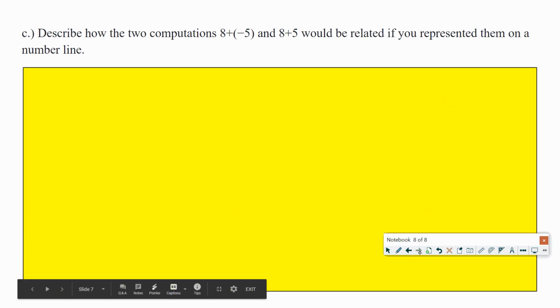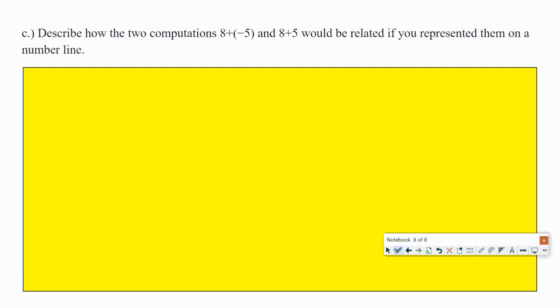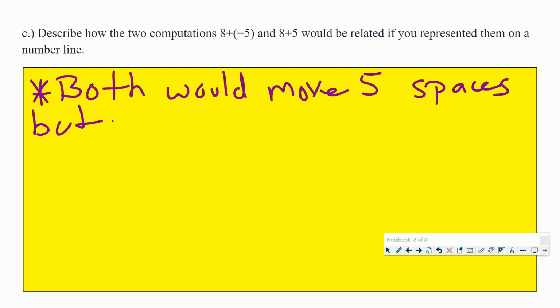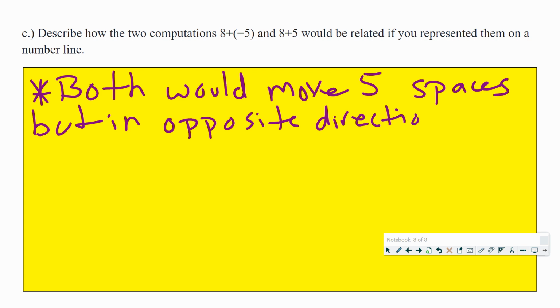Okay, part C says, describe how two computations, 8 plus negative 5 and 8 plus 5, would be related if you represented them on a number line. So how would they be related? They would both move 5 spaces, but in opposite directions. And they both start at 8.